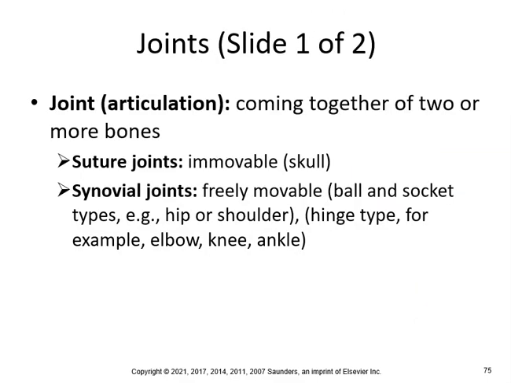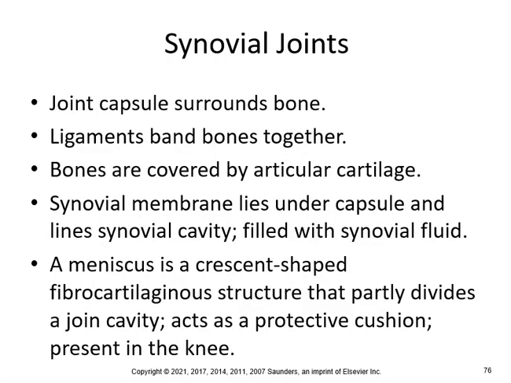Now, a joint is an articulation, the coming together of two or more bones. Suture joints are immovable parts of the skull. Synovial joints are freely movable, such as the ball and socket, which is in your hip and shoulder. And then you have a hinge type, such as your elbow, knee, and ankle. Synovial joints have a joint capsule that surrounds the bone. Ligaments bind the bones together. Bones are covered by articular cartilage. Remember, that's just like tread on a tire. You don't want to take too much off, but once it's gone, that's it.